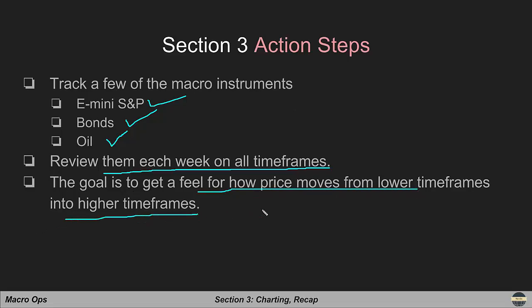After you look at these charts enough, you're going to start to see that the consolidations and the trends and the pattern failures in the lower time frame work into forming the higher time frame patterns. And this is going to give you a really solid understanding of how the tape is constantly moving throughout the market. So that's all for section 3.